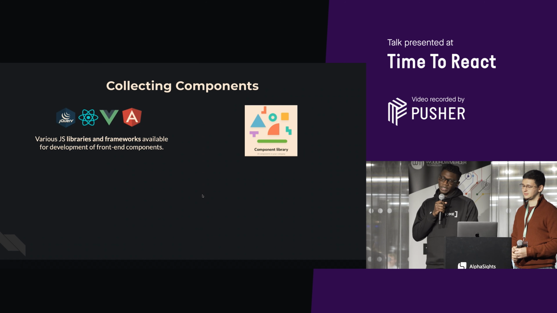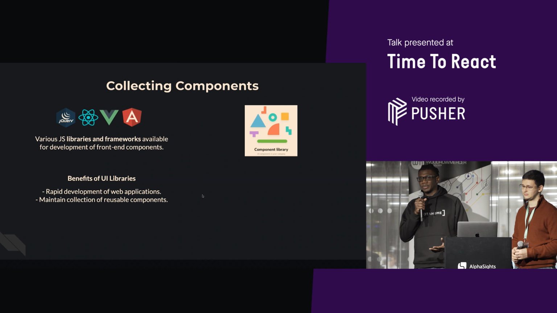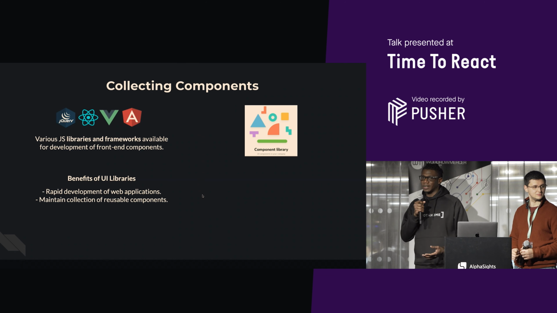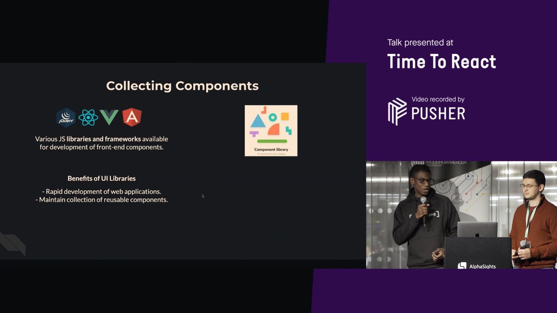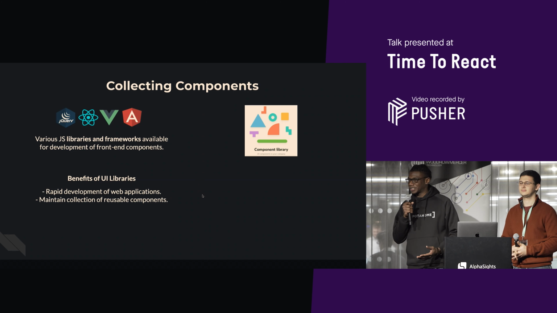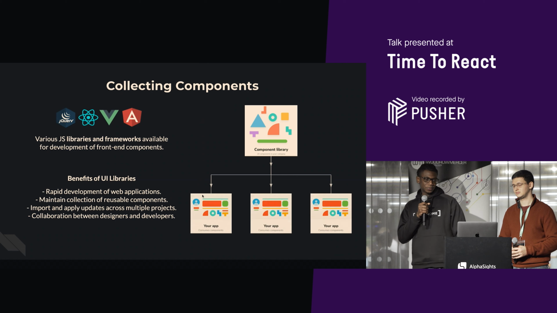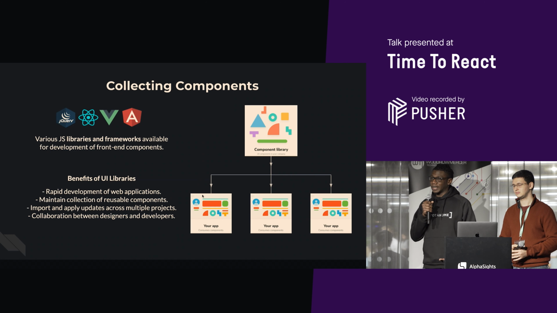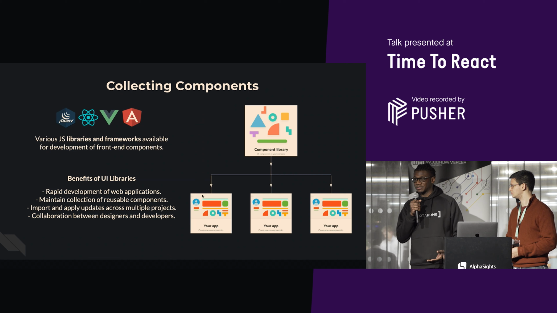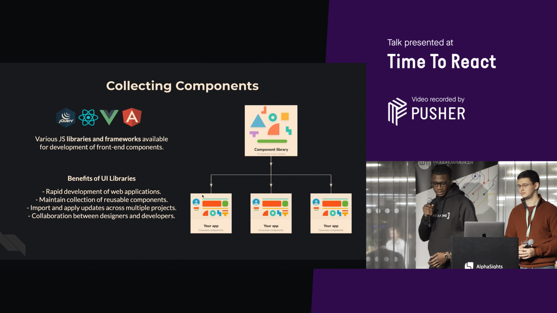So let's talk about some benefits of having this collection in a UI library. This allows for quicker development of your web pages, because now you no longer have to create them from scratch. You can just grab them from where they are, input them into your project, and you're good to go. Also, you can maintain a collection of these reusable components, manage them, and make sure they always fit for purpose. Some further benefits: you can import and apply updates across multiple projects from your component library, as illustrated in the diagram here.